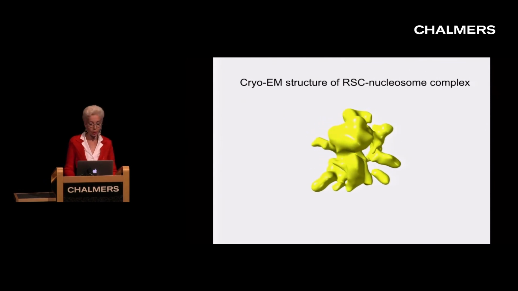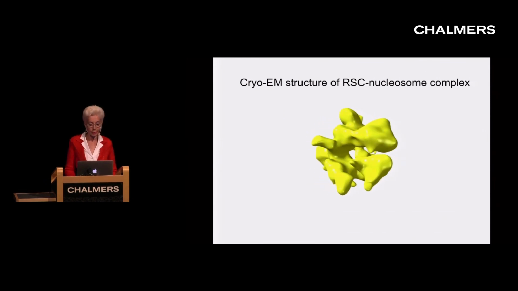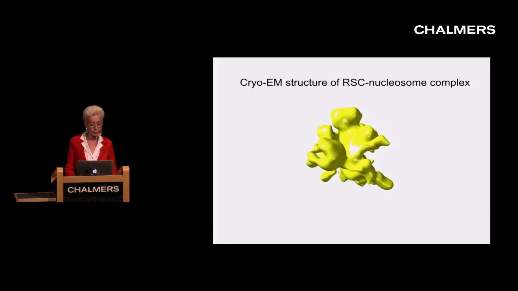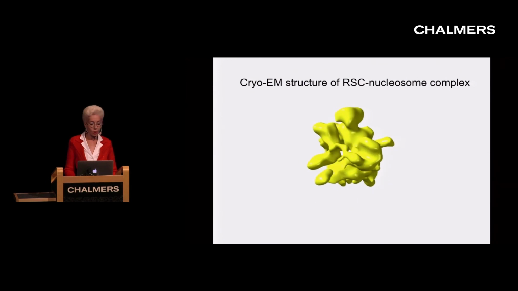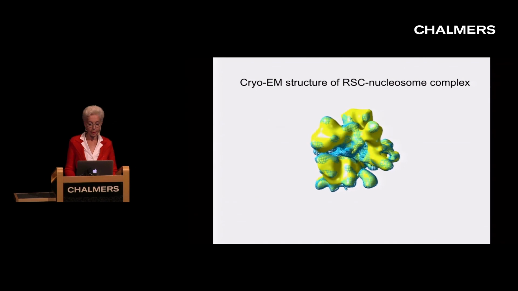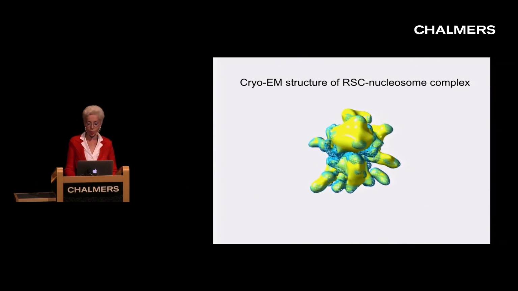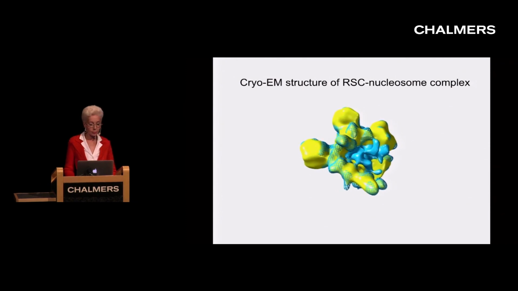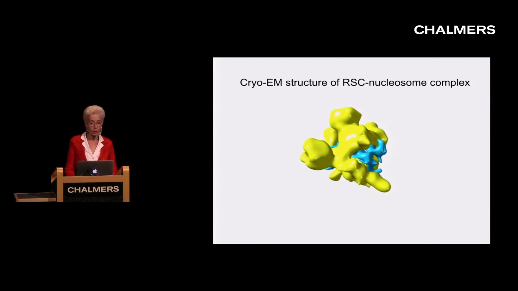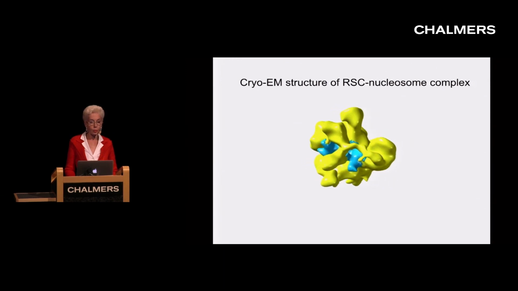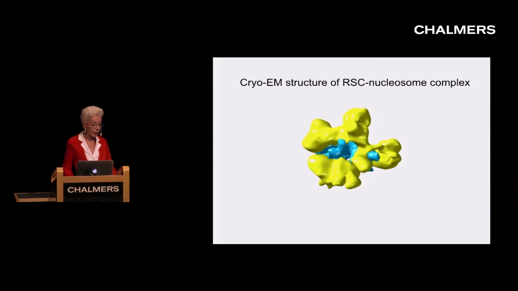Here, you see in yellow an electron density map of RSC alone at about 25 angstrom resolution. Notice the large central cavity. A difference electron density map between the RSC nucleosome complex and RSC alone is shown in blue mesh. There is little change in RSC structure. Difference density is almost entirely in the central cavity.